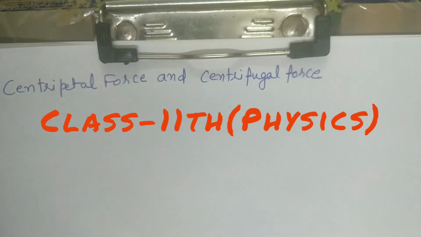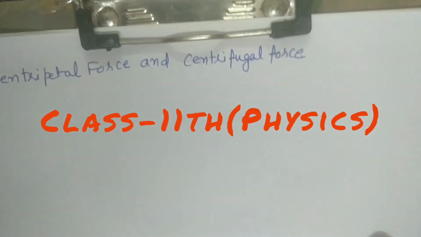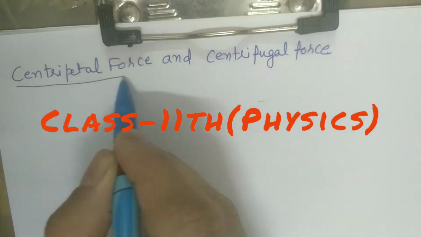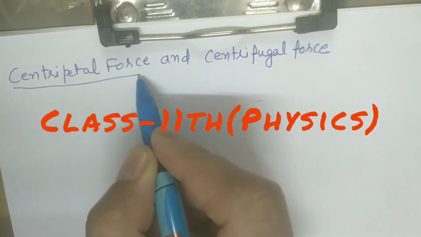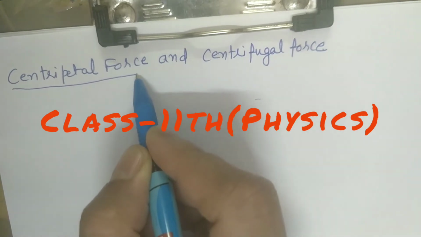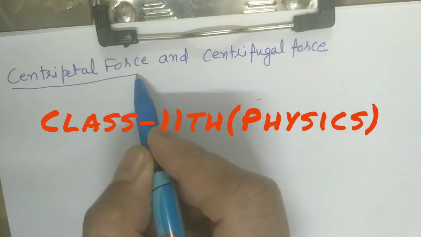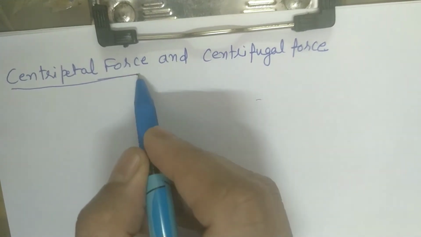Hello students. Next our topic is centripetal force and centrifugal force. Centripetal force is the external force which is required to move a body along the circular path with a uniform speed. This is called centripetal force.